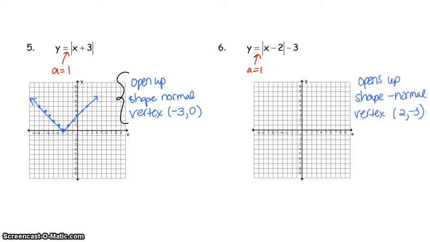Alright, so let's see if you got it right. It was positive, so it's going to open up. It was 1, so it's going to have a normal shape. The vertex is the opposite of what we see on the inside, and just remember the x-coordinate goes with the x variable, so a positive 2 for your x-coordinate, a negative 3 for the y-coordinate. So we're going to start at (2, -3), and our slope, or our a value, is 1, and it's going to open up, so we go up 1, right 1, and we go up 1, left 1, creating that V shape in our graph.